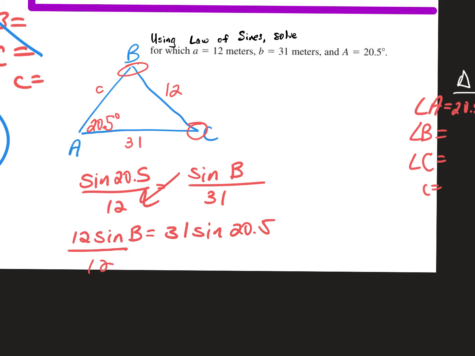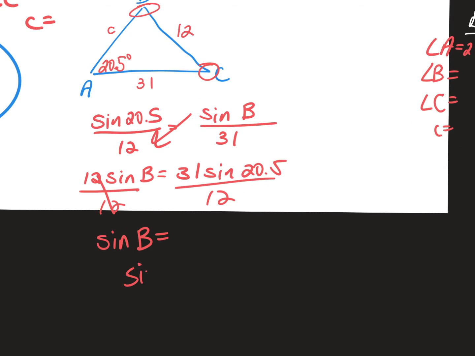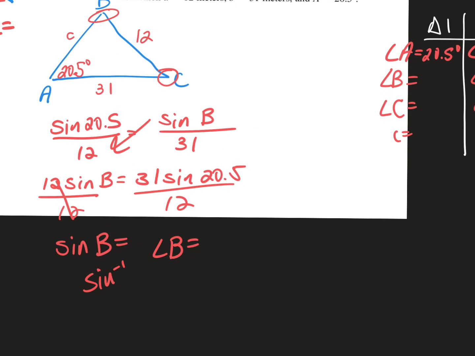Divide both sides by 12. And I get the sine of B equals 31 times the sine of 20.5 divided by 12. And we get 0.9047. That's not what I want, though. I want sine inverse. I want the inverse sine. I want to know what angle B is. So I hit second sine, second answer. And I get 64.78. So I say 64.8 degrees.